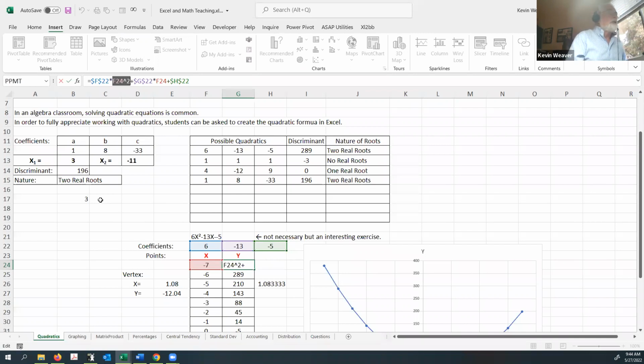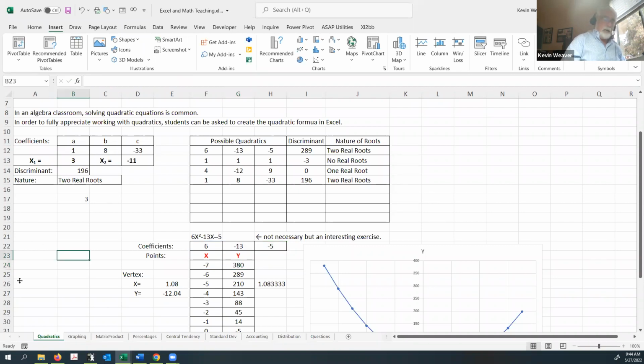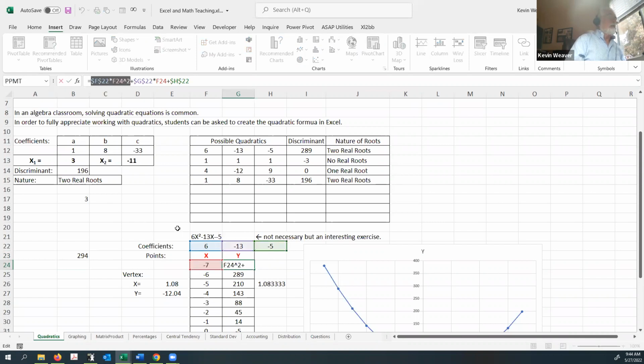Now, why the dollar sign? I'm going to go over here and show you what happens. I'm going to say, take this 6 and multiply it by this value squared. And you see there is 294. That's just the first part. And I can show that to you by going here, selecting it, and F9 on the keyboard gives you the interim solution. You see, it's sure enough 294.